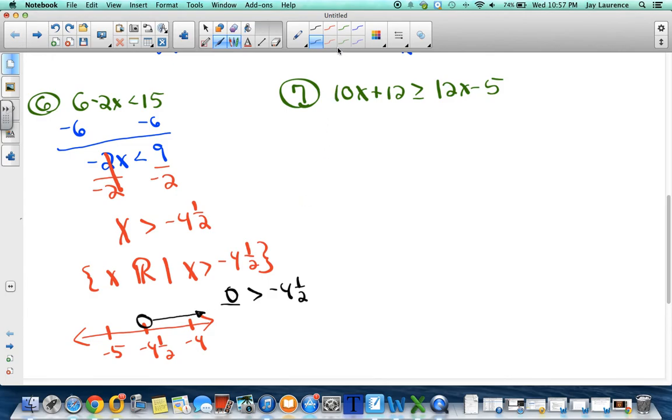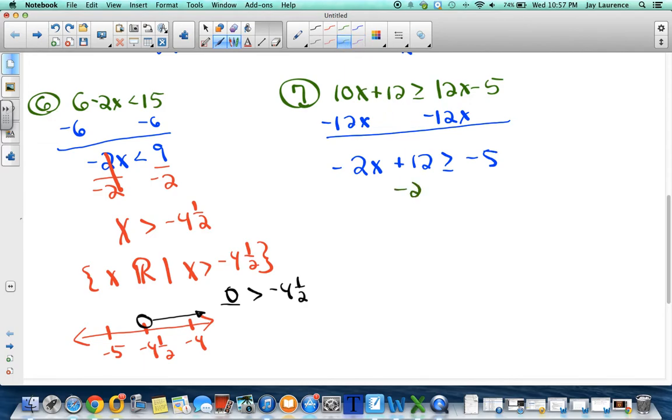And there it is. Okay, number 7, last problem from the quiz. I've got x's on both sides. I'm going to take away the 12x. I know some of you are saying, Mr. Lawrence, didn't you always say to take away the smaller coefficient first? Yeah, I did always say to take away the smaller coefficient first. It'll make things easier. I'm doing it this way on purpose. You'll see why in a minute. Plus 12 greater than or equal to negative 5.